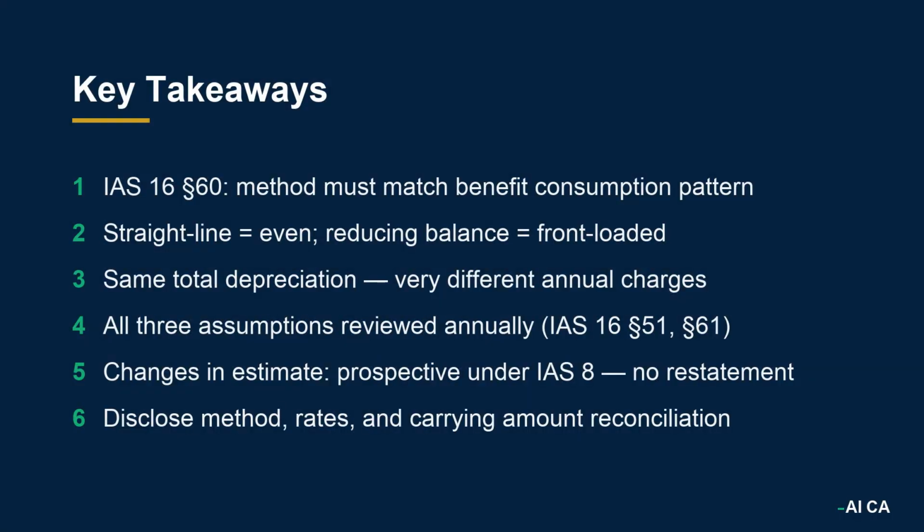To bring it all together, the method you choose shapes profit, asset values, and ratios for the entire life of an asset. Straight line is simple and appropriate where benefits are consumed evenly. Reducing balance reflects front-loaded utility and results in higher charges early that decline over time. IAS 16 requires both to be grounded in economic reality, reviewed annually, and disclosed clearly. Changes are prospective estimate changes under IAS 8, not errors. Get the assumptions right at inception, review them every year, and document your rationale.